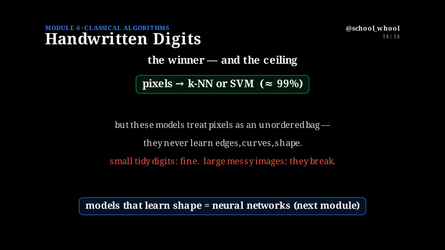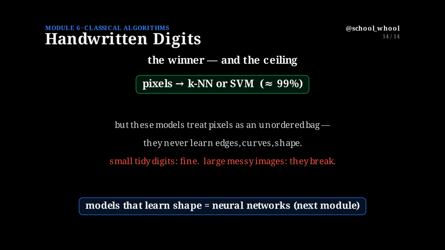These models treat the pixels as an unordered bag of numbers. They never learn that a digit has edges, curves, and shape. On small, tidy digits that's fine, but on large, messy, real-world images it falls apart. Breaking through that ceiling, models that actually learn shape, is exactly what neural networks do. And that is the next module.